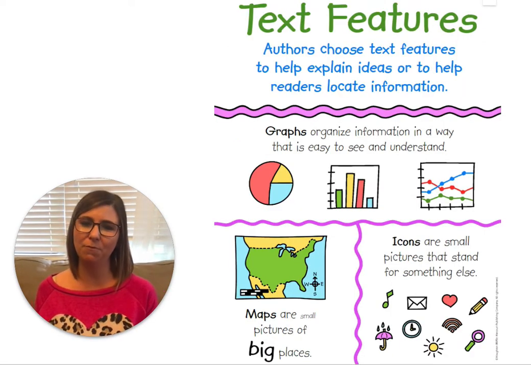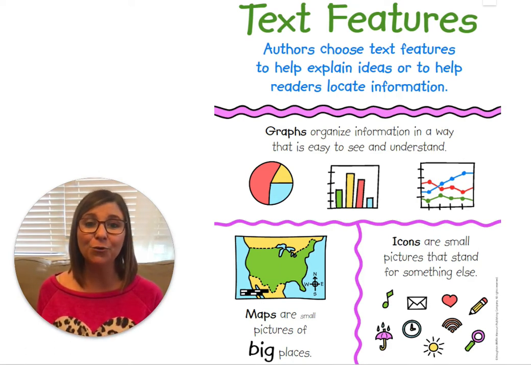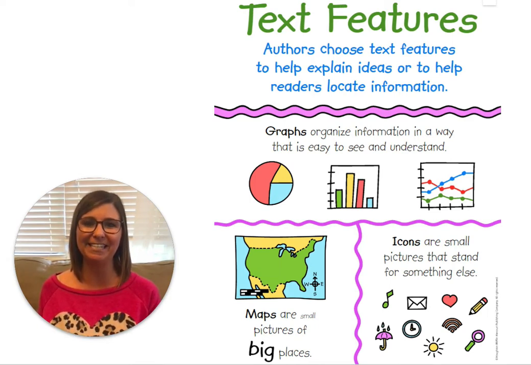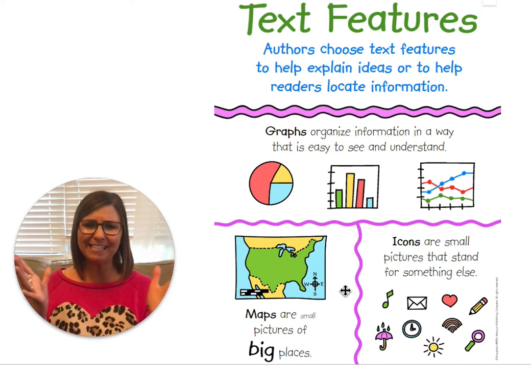Now, let's look at some more text features. Graphs. Let's start with that one. Graphs organize information in a way that is easy to see and understand. So I want you all to take a look. We have some graphs here. Okay, we have a little pie chart, we have a bar graph, we have a line graph. All of these are ways that we can see and understand information. Then we have maps, right? And here's a picture of a map. And maps are small pictures of big places.